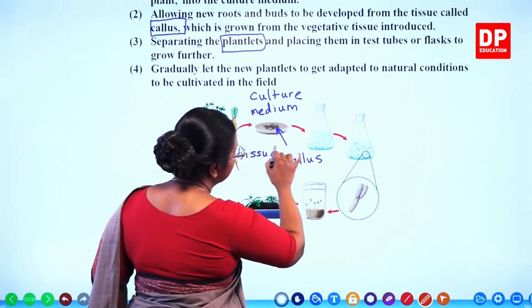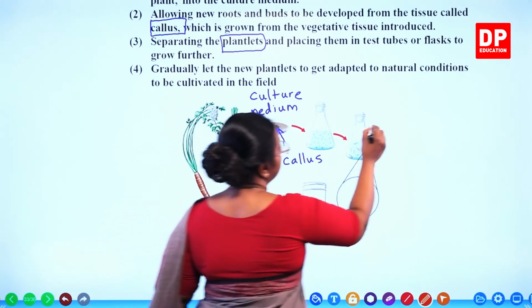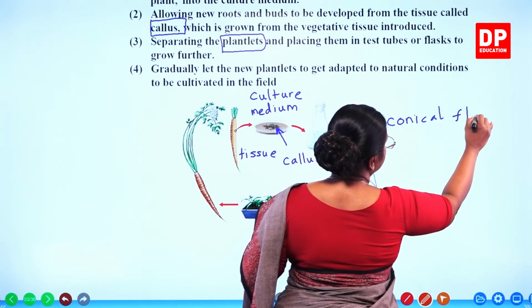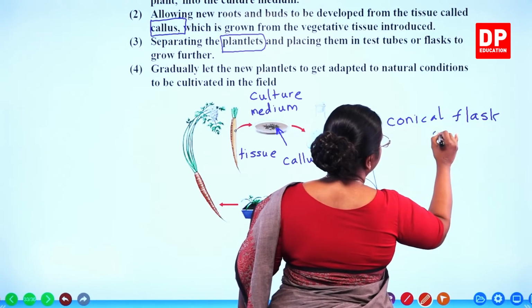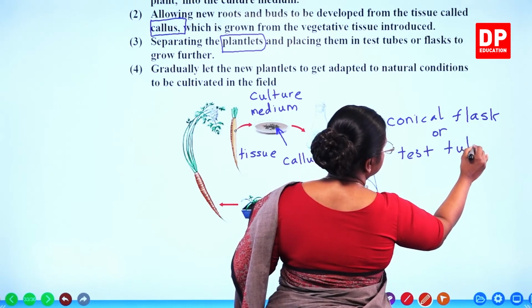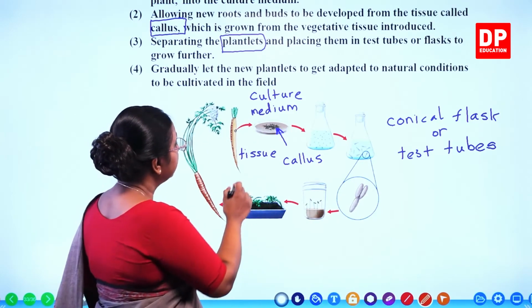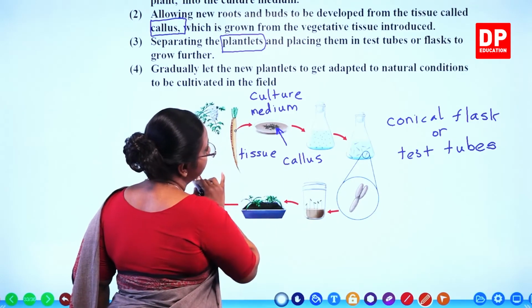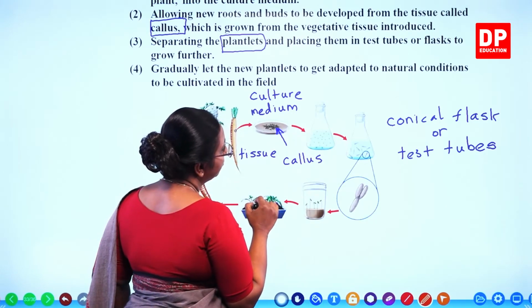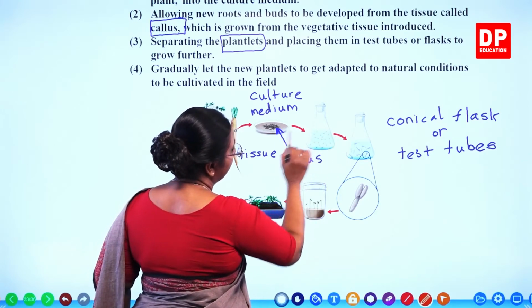Once the callus starts developing, we transfer it into a conical flask. Here it is a conical flask. Or you can transfer it into test tubes, again depending on the nature of the plant, how we need it. Here you can see from a very small amount of tissue, so many new plants are being produced. So, that is where you have the plantlets.